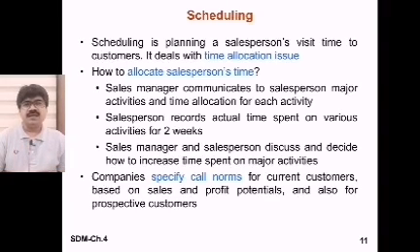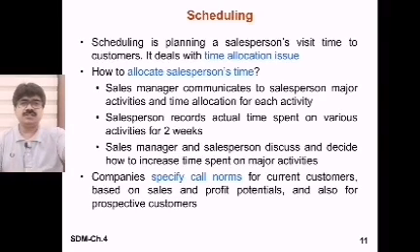The companies specify the call norms. Call norms means how many times or the norms of visiting each customer. The norms of visiting a customer for current customers based on the sales and profit potential, and also for prospective customers. The important customers you'll have to visit often. The less important ones you can visit less often. So that is regarding the scheduling.